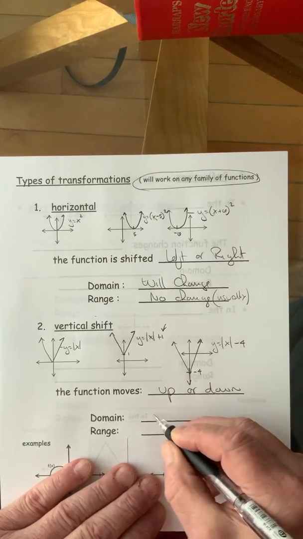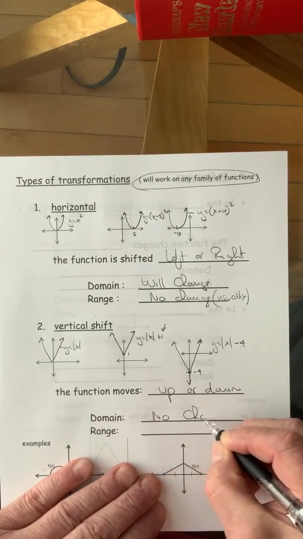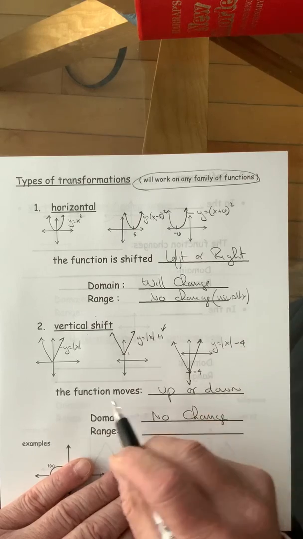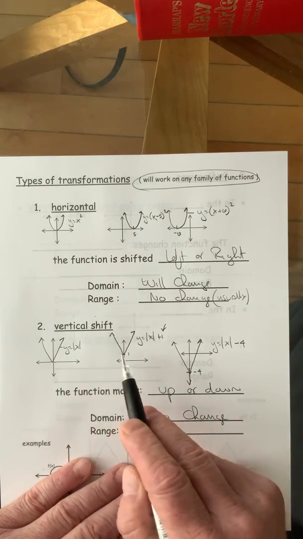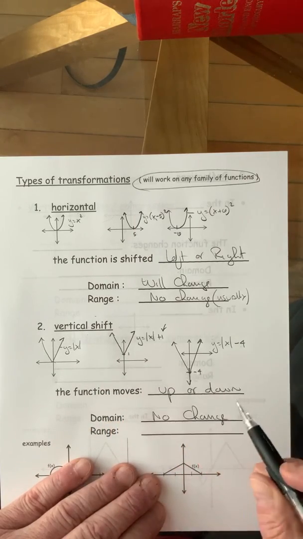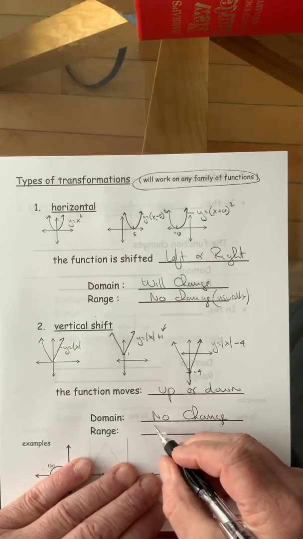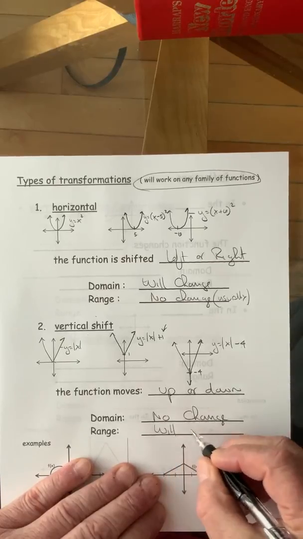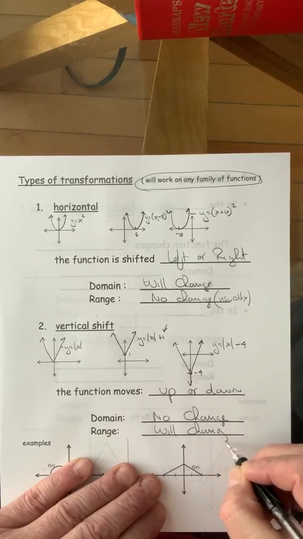The domain, no change. If you look at these, the vertex is there, the vertex is there, the vertex is there. That has not changed. But the range will change.